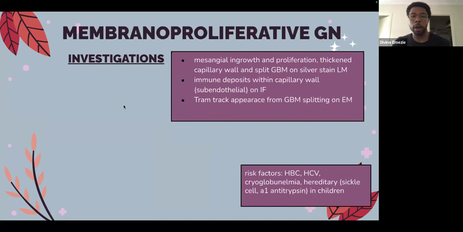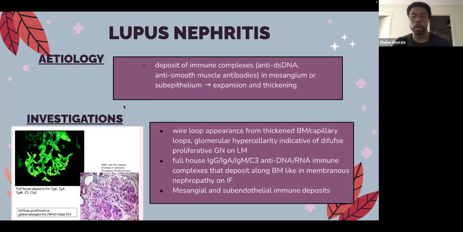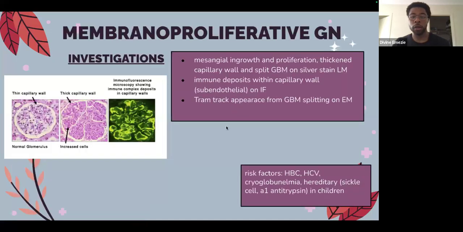I include lupus nephritis and membranoproliferative together because they kind of cause nephritic and nephrotic syndrome in a way. Lupus is known for the full house sort of immune complexes and the wire loop appearance, obviously relevant to SLE, and it's actually a very notable cause of kidney damage in SLE. People with SLE really think about this.